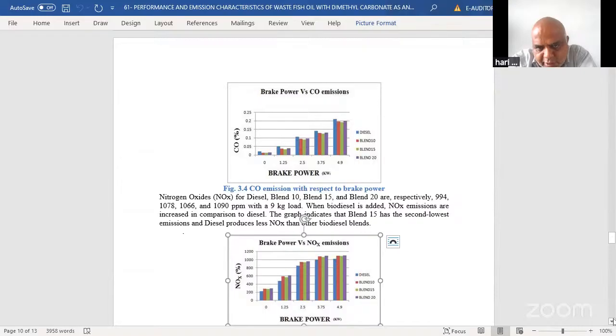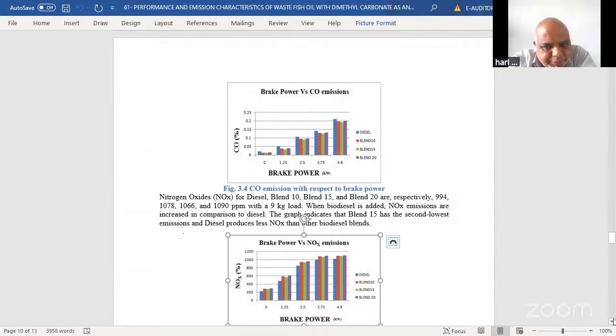So that's why the trend with respect to brake power is that CO emissions go on increasing, and with the addition of biodiesel and these oxygenate agents, the CO emissions go on decreasing. That is the trend we are observing here.